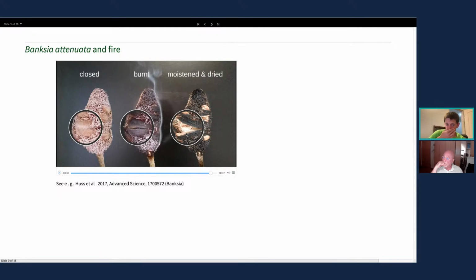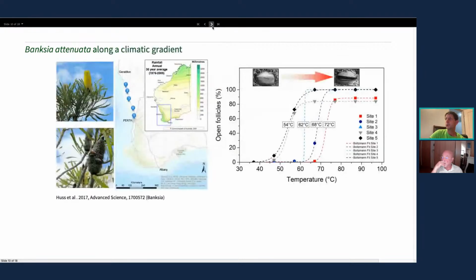And so what we're trying to do is to see how we can model this sort of behavior in order to see the role of geometry and material properties. And there's some interesting things that were found out by a colleague of ours, Jessica Huss, where she took samples from the same species across a climatic gradient, and she discovered that those in the north, that is in the hot regions, open at higher temperatures than those in the south that open at lower temperatures. And what we think is that this is due not to genetics, but it's due to geometry, which is somehow a response to the local environment.